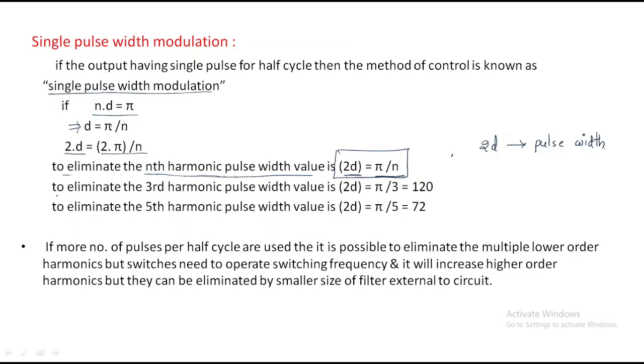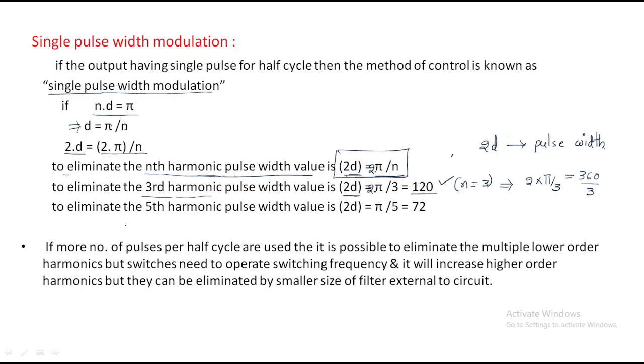For example, to eliminate the third harmonic, pulse width value 2d equals, here what is the n value? To eliminate the third harmonic, the n value is 3. Then write 5 by 3. This is the formula 2 5 by n, not n by n. For example, 2 5 by 3. What is 2 5? Not n. 2 into 5 by 3. 2 5 means 360. 360 by 3 means 120.